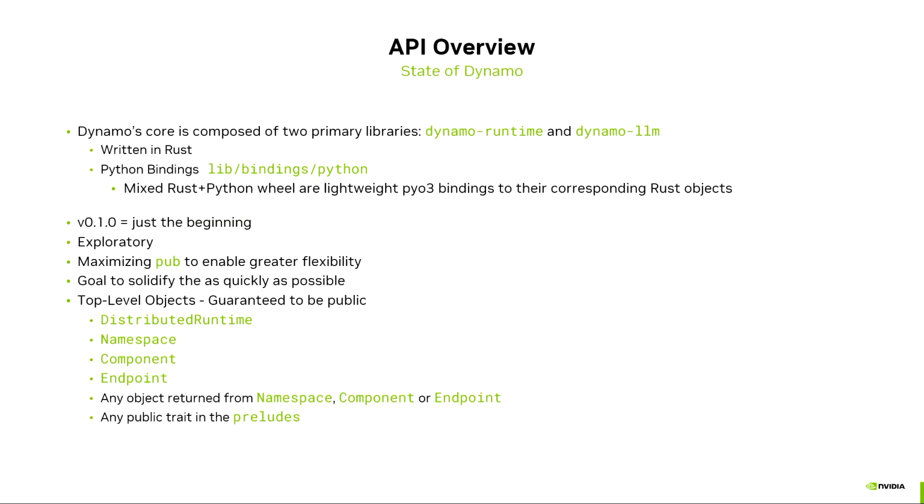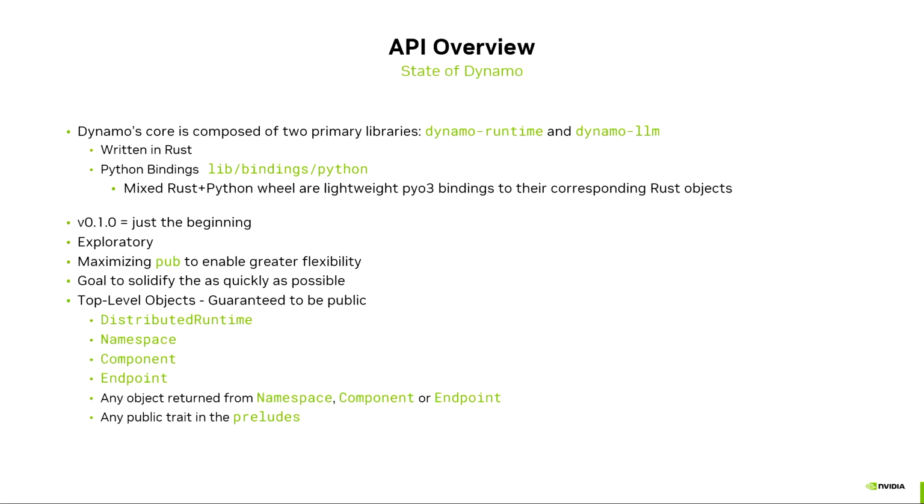We're going to look at code before we get in that. The library is broken up into two parts. We have our core Dynamo runtime and our Dynamo LLM, separated out so that all the LLM bits are, guess where? In the LLM. All the runtime bits are in the runtime bits. That's mostly written in Rust, and then our bindings, you can see them there in the lib bindings Python.